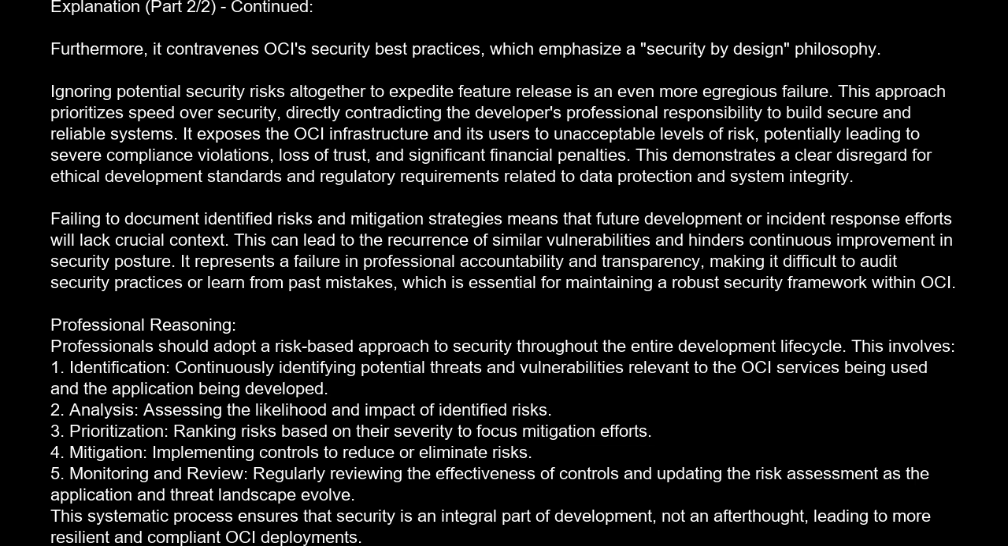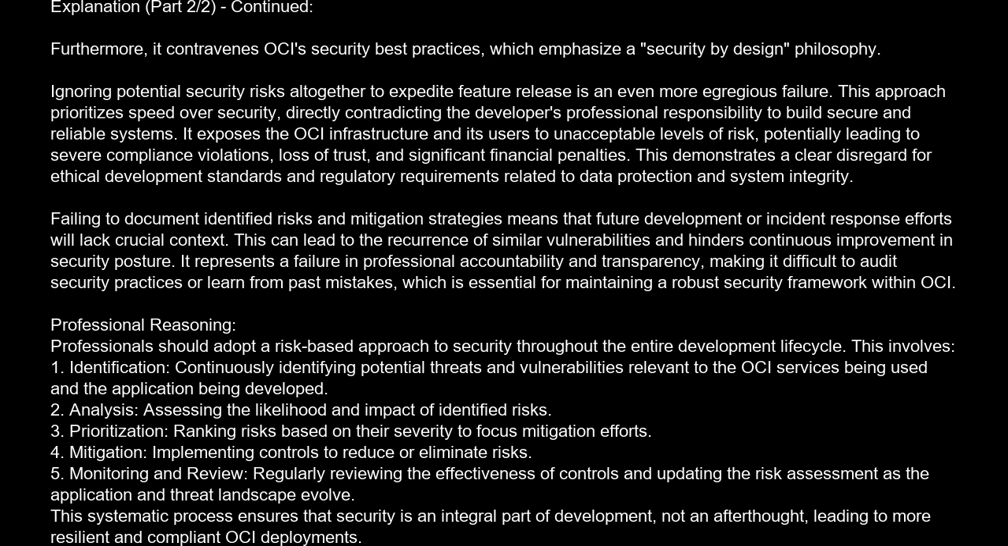Ignoring potential security risks altogether to expedite feature release is an even more egregious failure. This approach prioritizes speed over security, directly contradicting the developer's professional responsibility to build secure and reliable systems. It exposes the OCI infrastructure and its users to unacceptable levels of risk, potentially leading to severe compliance violations, loss of trust, and significant financial penalties. This demonstrates a clear disregard for ethical development standards and regulatory requirements related to data protection and system integrity.